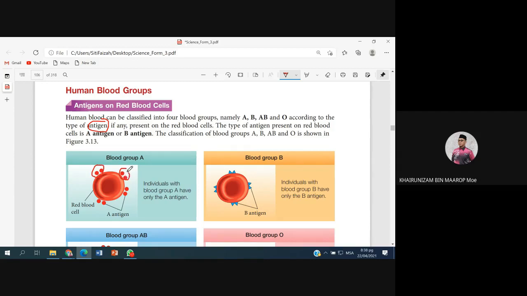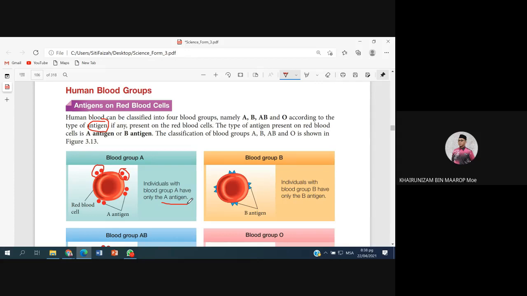So for this one, we call it antigen A. Let's say this one is antigen A. So this blood is group A. This means an individual with blood group A has only the A antigen present on the surface of the red blood cell.